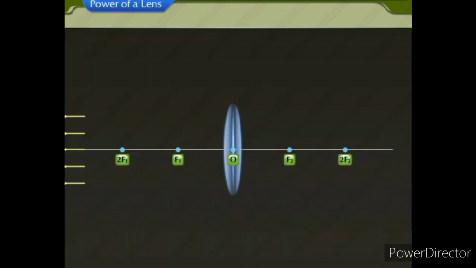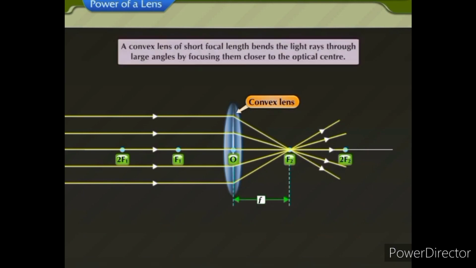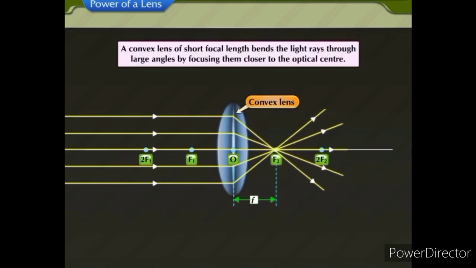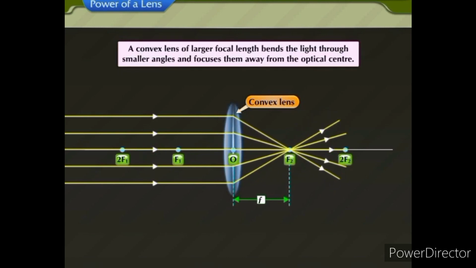Power of a lens. We have seen that a convex lens is a converging lens, while a concave lens is a diverging lens. A convex lens of short focal length bends the light rays through large angles by focusing them closer to the optical center. A convex lens of larger focal length bends the light through smaller angles and focuses them away from the optical center.